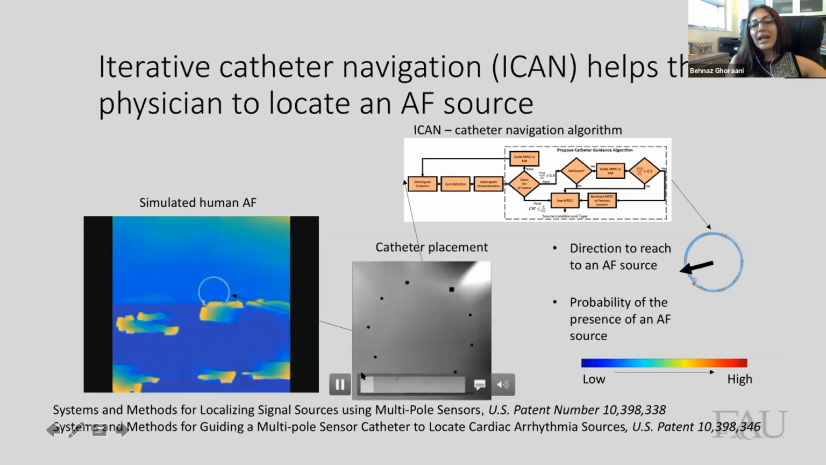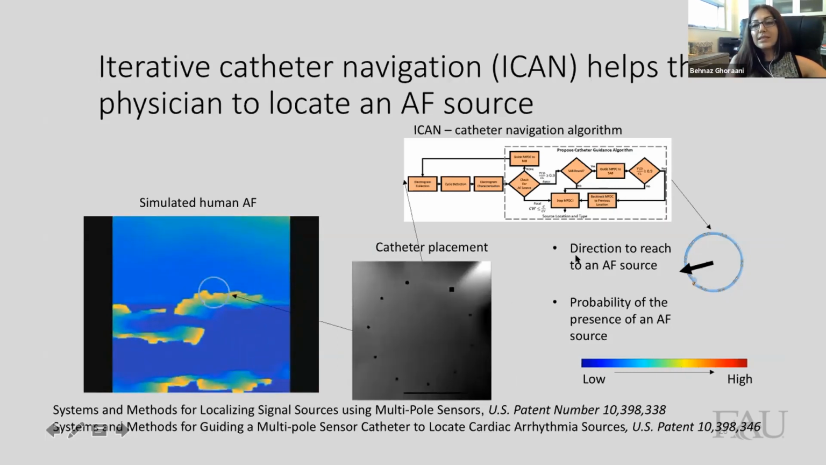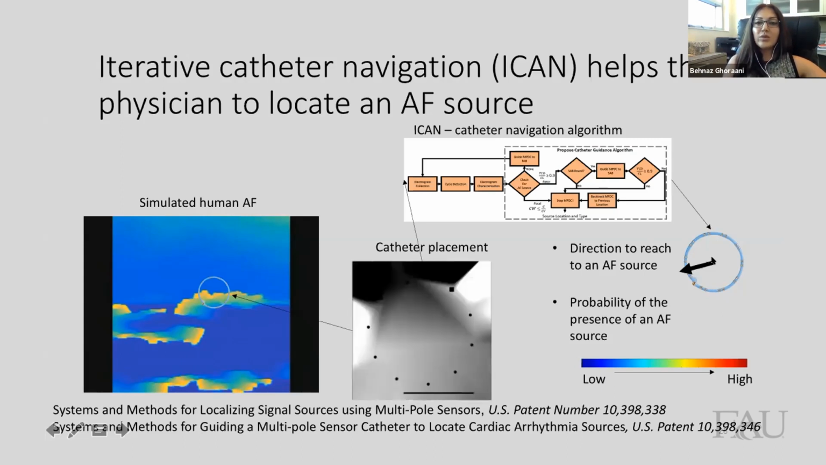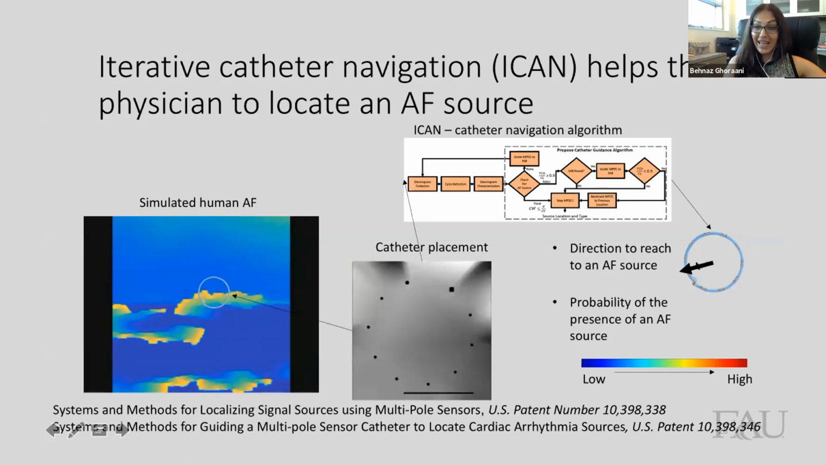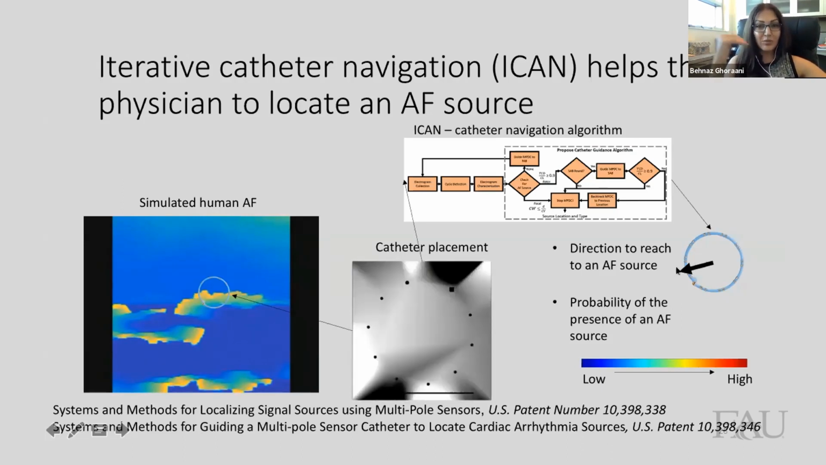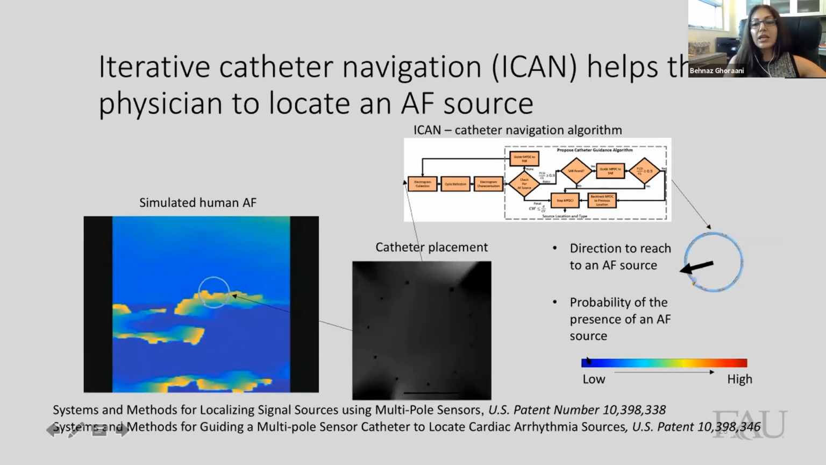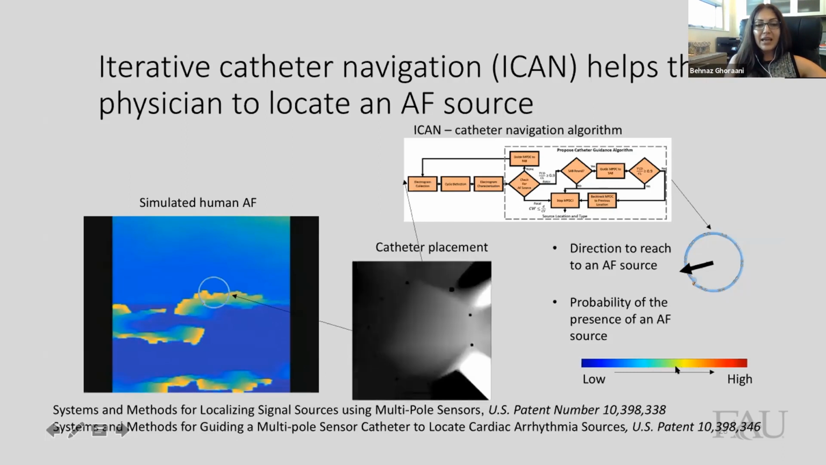Now we developed our algorithms to give us two things. One was that we looked for patterns, and then the algorithm can tell us where the source is, the direction of the source from the current placement of the catheter. This is the catheter here, for example. So our algorithms are intelligently telling the physician that this is the direction where the possible source is located. If you're inside a person's heart, you really want to go in that direction. We also give the physician a probability of having a source in that area. So we give basically these two metrics.